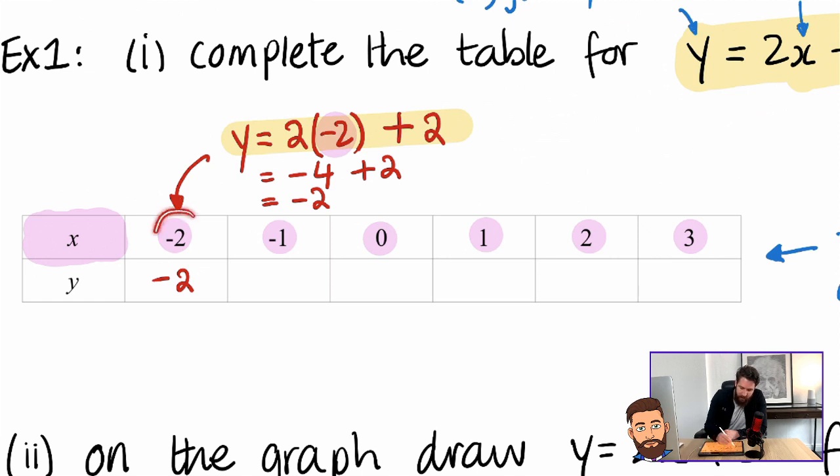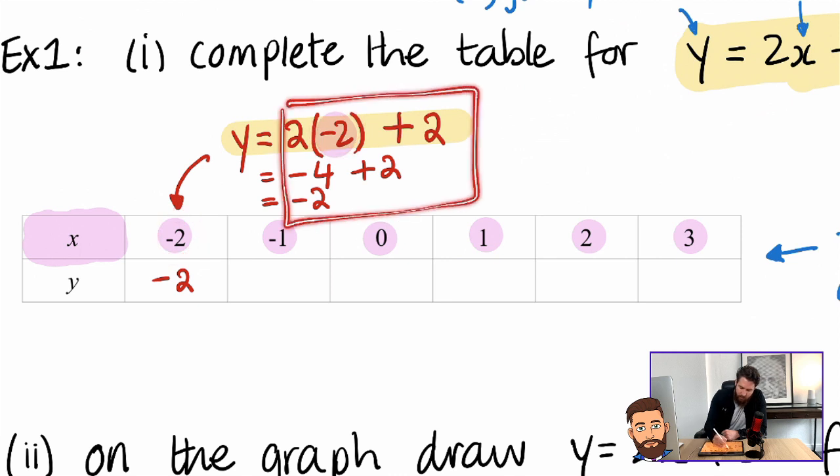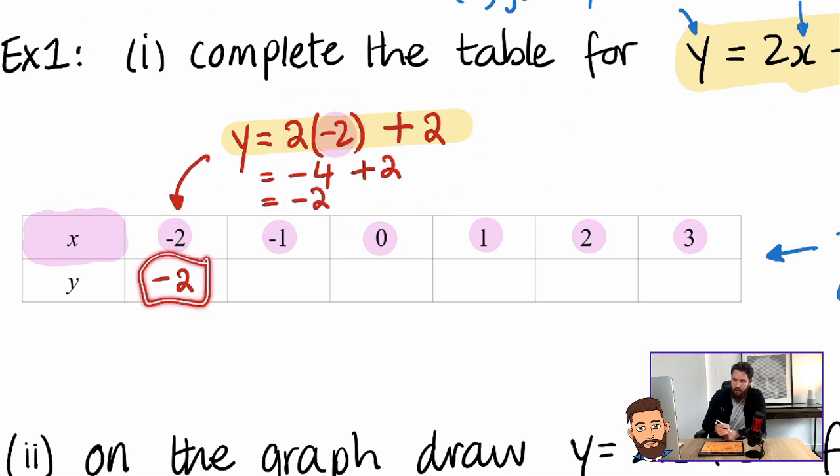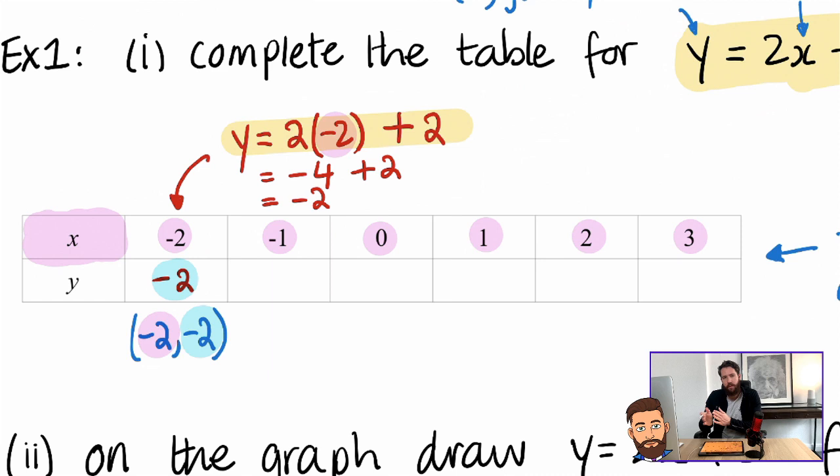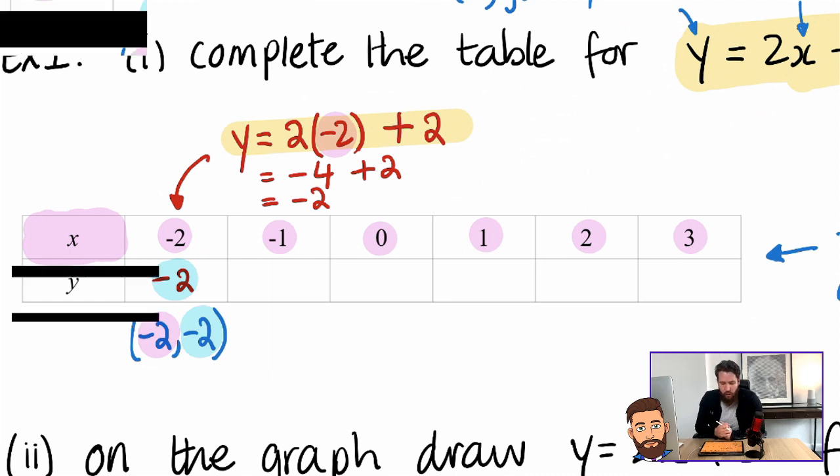So I've replaced my x with -2, worked out my equation, simplified it, and I've got -2. So what is that? That is simply a coordinate, isn't it? It says x is -2, and I got y as -2 as well. So my coordinate is -2 for the x and -2 for the y. Let's put some colour on that so you can see where I've got those from. And we have to repeat this for the rest of the coordinates, and hopefully we might spot a pattern.